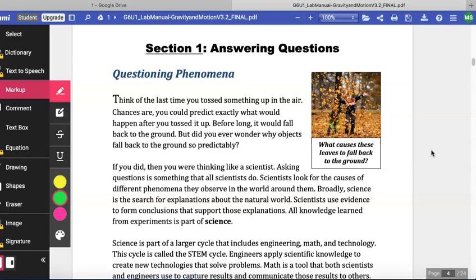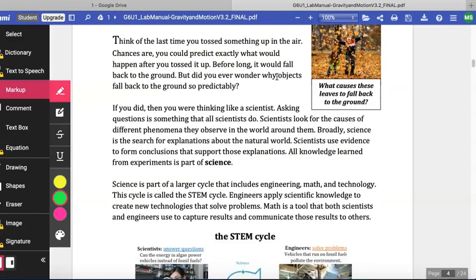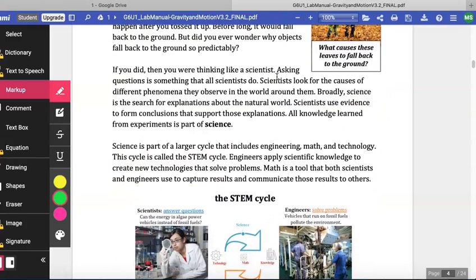Answering questions. Questioning phenomena. Think of the last time you tossed something up in the air. Chances are you could predict exactly what would happen after you tossed it up. Before long, it would fall back to the ground. But did you ever wonder why objects fall back to the ground so predictably? If you did, then you were thinking like a scientist.